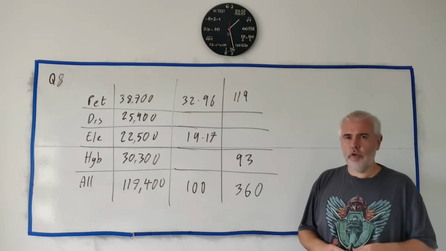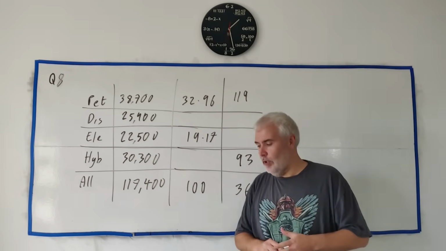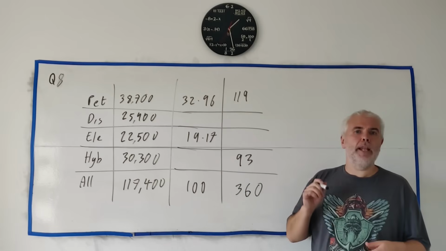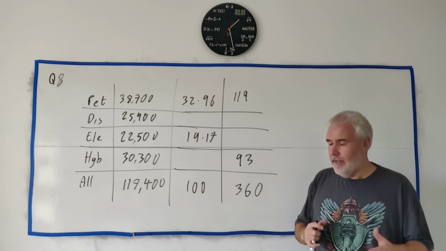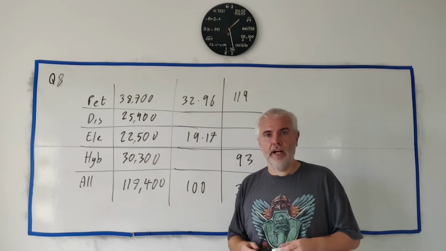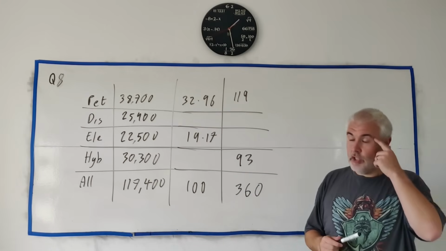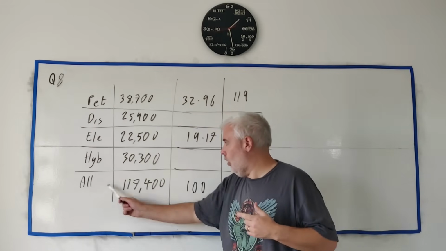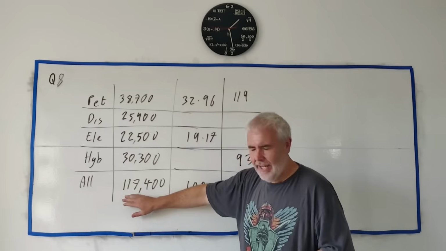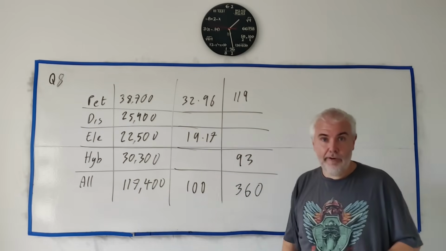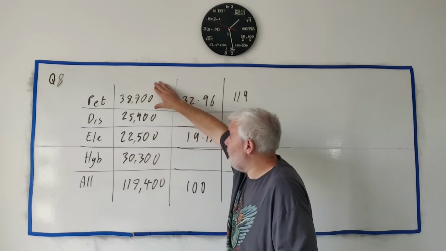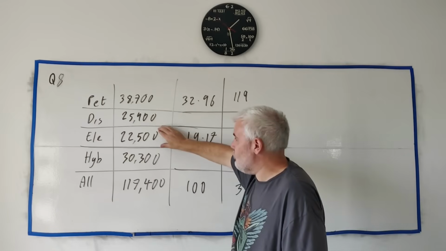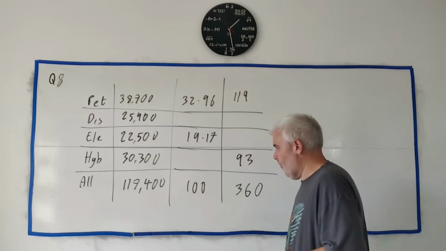The first thing we need to do in question 8 is fill out this table they've given us here. Let me go through what it says. This is every car sold in Ireland in 2023. Total number of all the car sales was 117,000. This was the number of petrol cars, diesel cars, electric cars and hybrid cars.